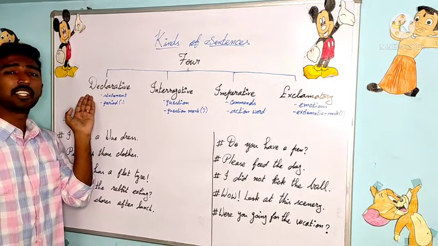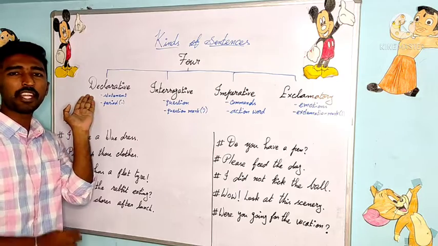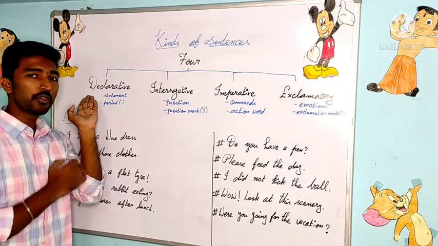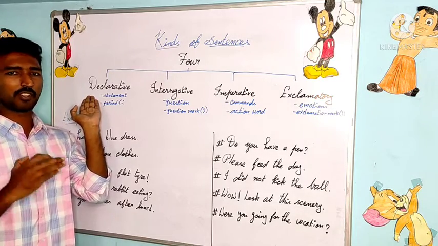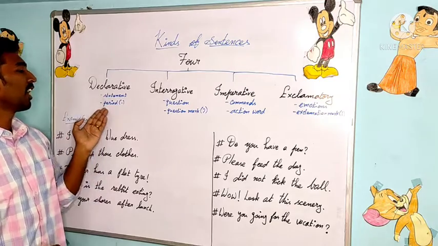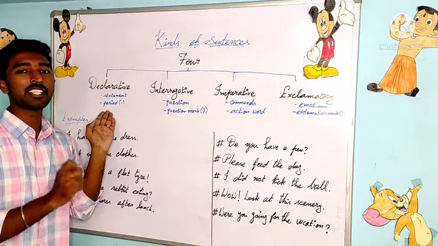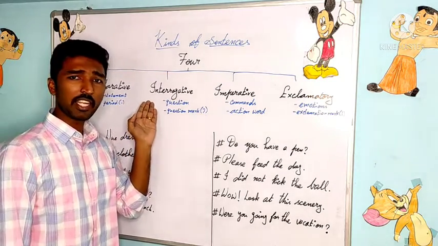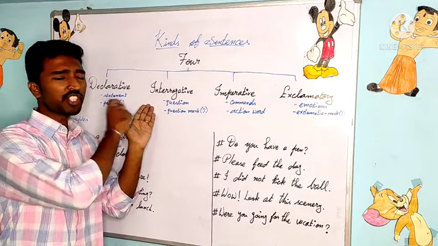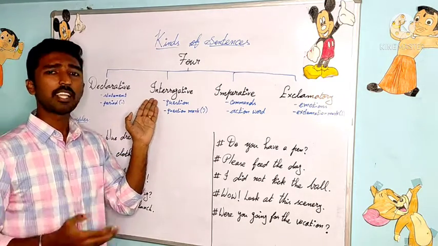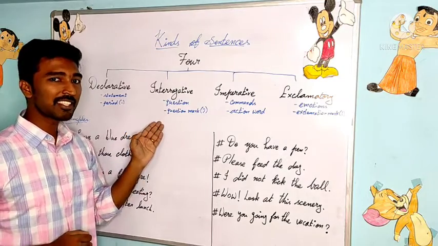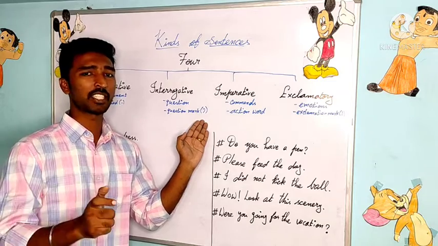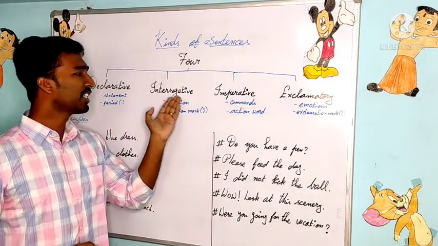The first type is declarative sentences. The word gives the meaning. Declaration. It's a statement. It's just an information sentence. If you use declarative sentences, you're just going to give some information. A statement, and it always ends with a period, a full stop we call it. And the second one is interrogative sentences. Interrogation, which means questions. It's a question type sentence, and these sentences always end with a question mark.